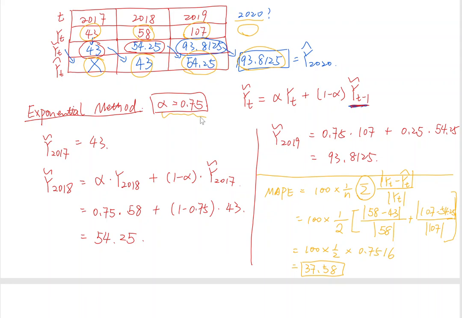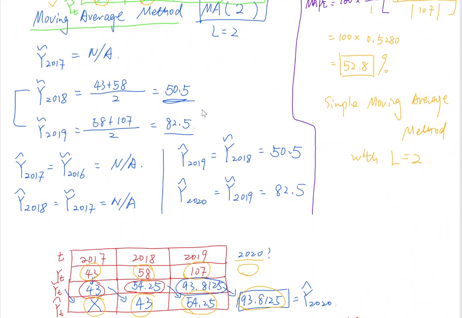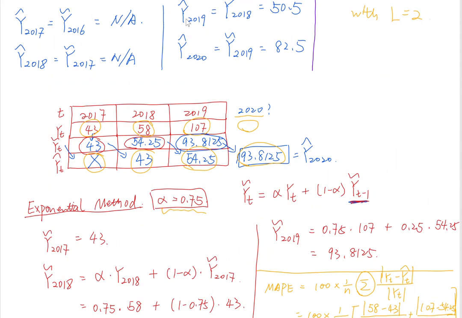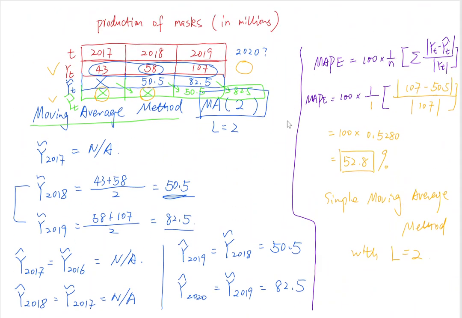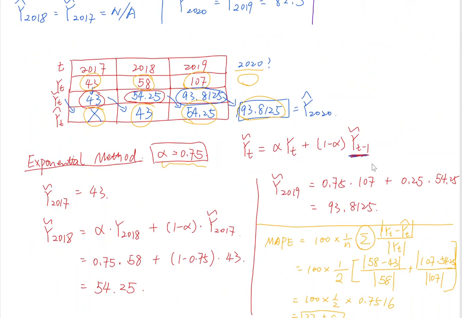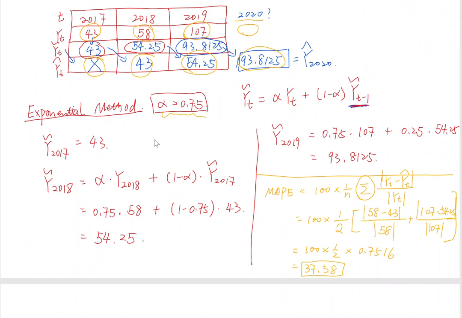Right, so based on these two methods, which method is better? The MAPE for the simple moving average is 52.8, right? And then for the exponential method it is 37.58, right? So we want the residual to be as small as possible. The smaller, the better, right? So that means this method for this time series is better, right?